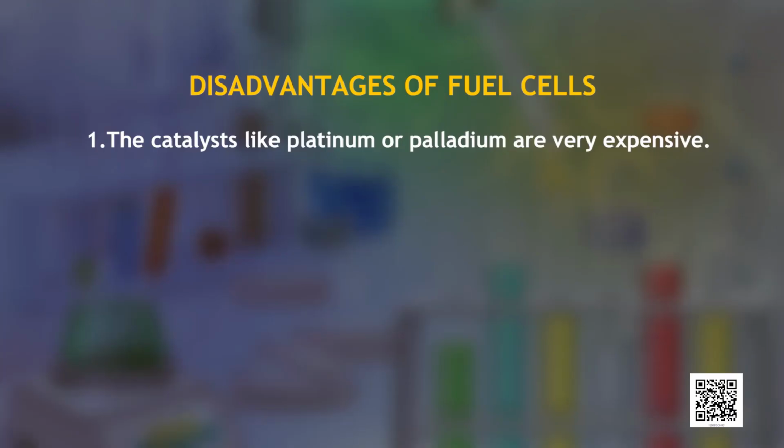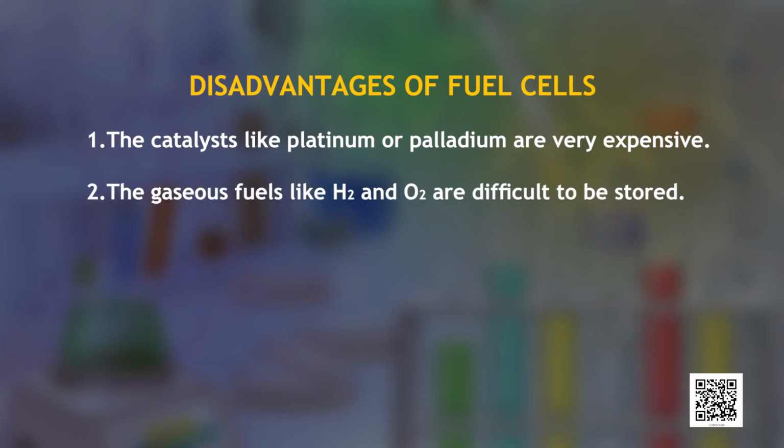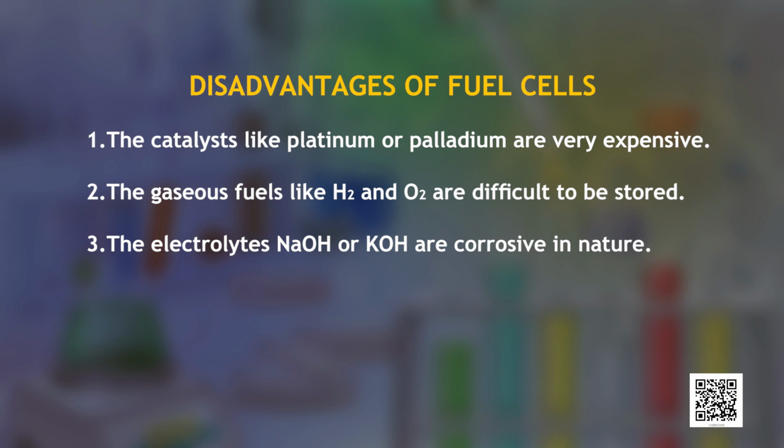In spite of all the advantages, fuel cells have disadvantages too. The catalysts like platinum or palladium are very expensive. The gaseous fuels like hydrogen and oxygen are difficult to store. The electrolytes sodium hydroxide or potassium hydroxide are corrosive in nature.